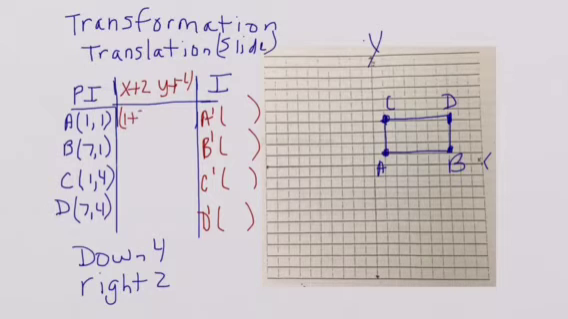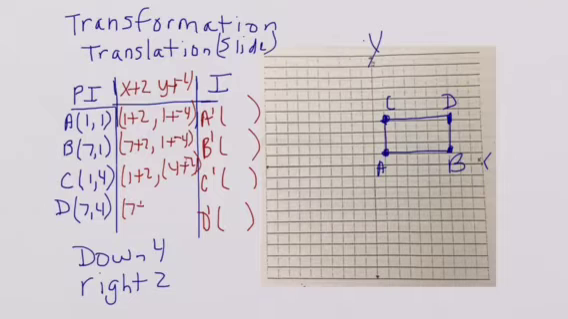So it's going to be 1 plus 2 and 1 plus -4. And it's going to be 7 plus 2 and 1 plus -4. And then it's going to be 1 plus 2 and then 4 plus -4. And then it's going to be 7 plus 2 and 4 plus -4. So now we can go ahead and simplify those. So we're going to have 3, -3. We're going to have 9, -3. We're going to have 3, 0. And we're going to have 9, 0.